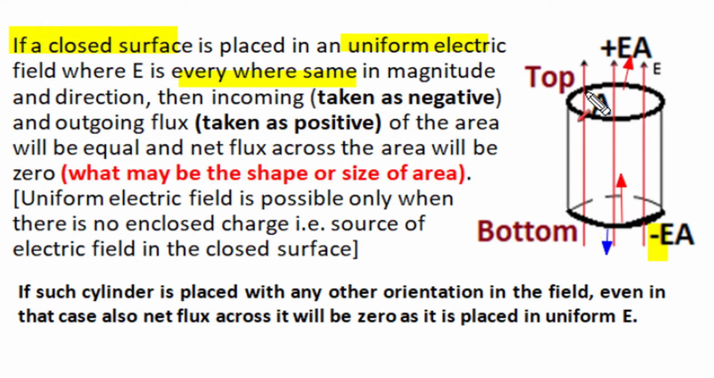Now it is important to understand that uniform electric field is that field where inside this enclosed surface area there is no source charge. So if this closed surface is free from any charge source and placed in a uniform electric field, then net flux from this surface is zero. If this cylindrical surface got a different shape, size or orientation but placed again in a uniform electric field, then also net flux from that closed surface remains zero.